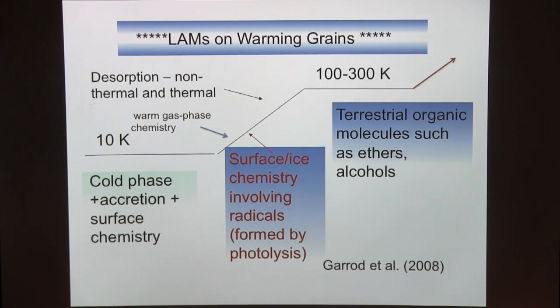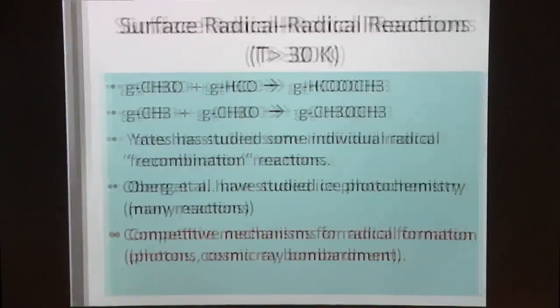So we don't have a full theory. Anyway, once you form these radicals, and I'll give an example on the next slide, they can come together and form all these terrestrial-type organic molecules. So this is a general theory of forming, and it makes lots of predictions of large ones and larger ones, as long as people could find them. So far that hasn't been the case for many of them.